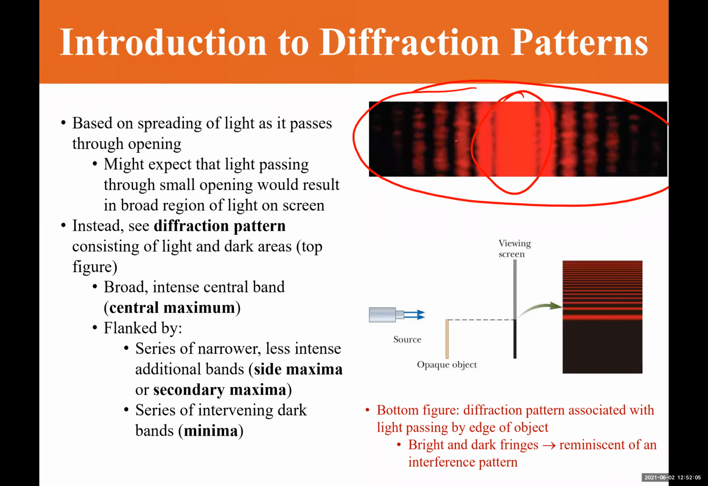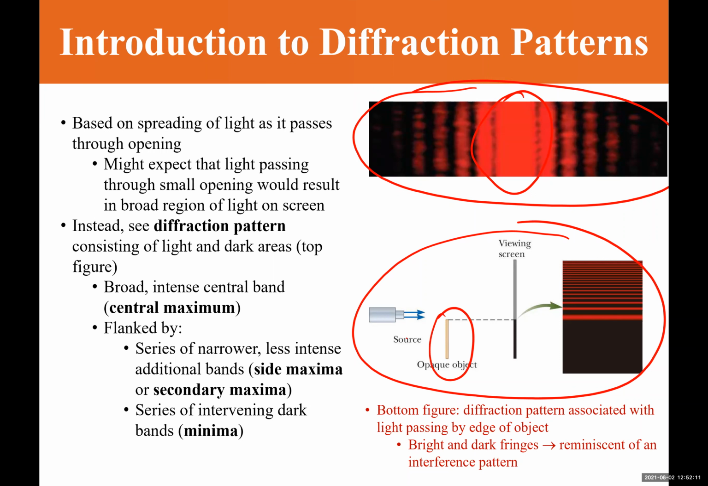Now here's another example of light. You have an opaque object, which means that it pretty much will block the light. So if the light is going like this, and then the object is pretty much blocking the light, then instead of going there and giving us one bright spot, it gives us a result like that. So this is a diffraction pattern associated with light passing by the edge of an object. And again, you see bright and dark fringes, reminiscent of an interference pattern.